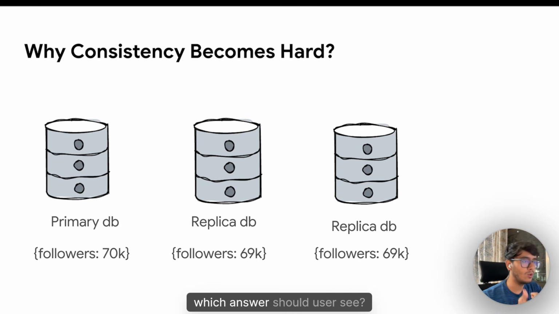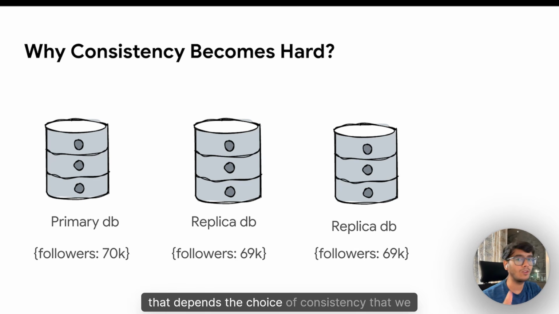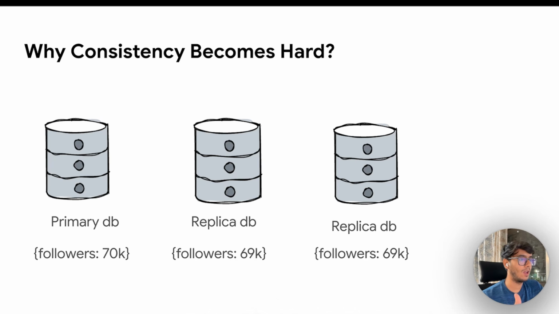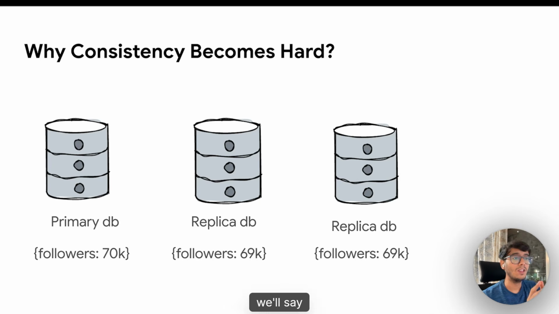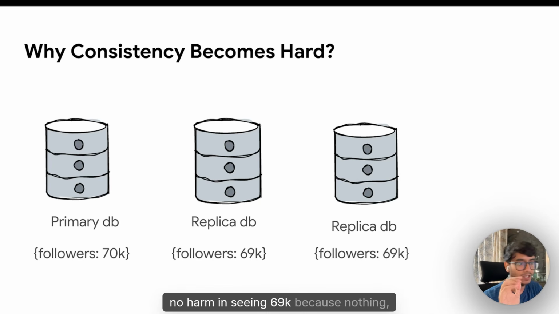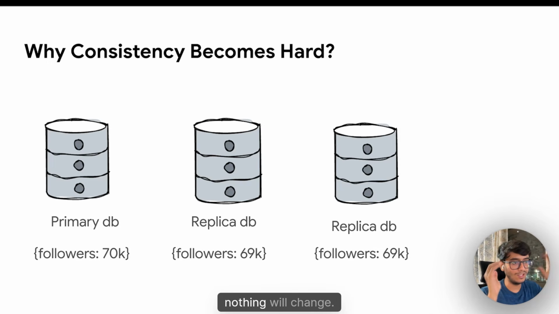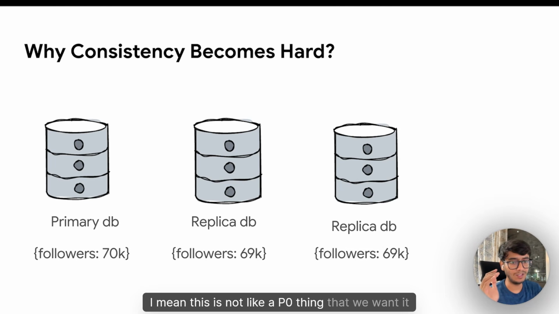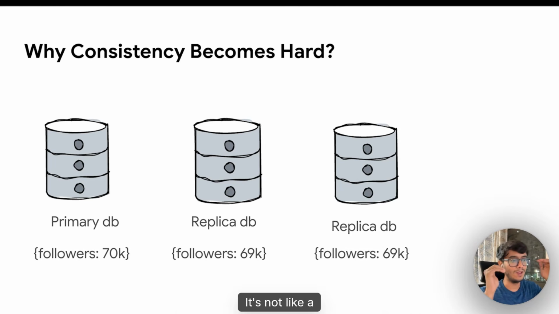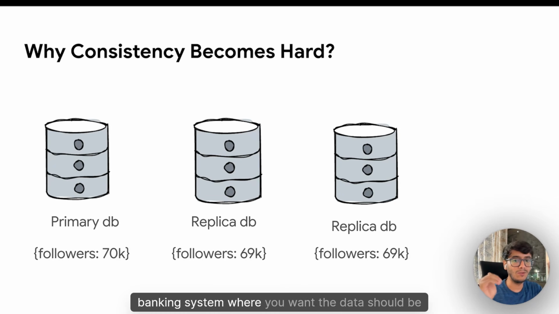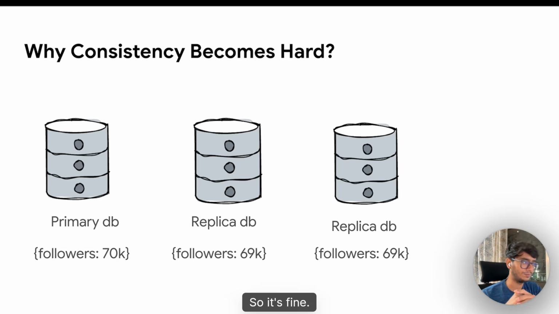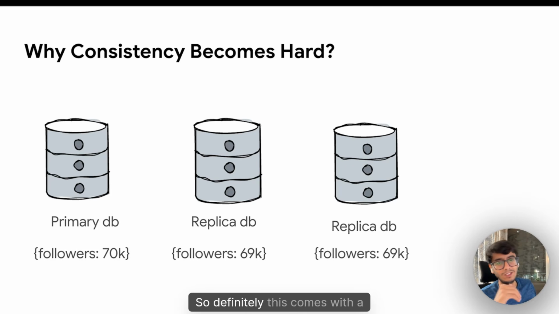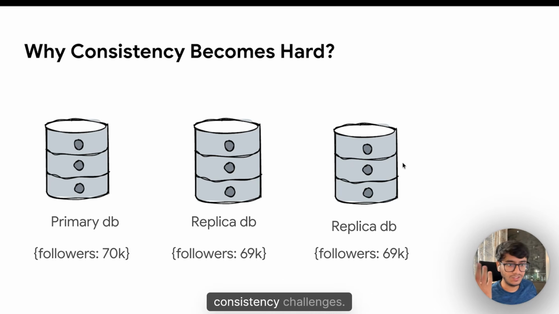So, which answer should the user see? Whether it should see 69K or 70K depends on the choice of consistency that we want our system to have. If we are fine with eventual consistency, we'll say no harm in seeing 69K because nothing will change. This is not like a P0 thing that we want right away. It's not like a banking system where you want the data to be available as soon as the transaction was made. So it's fine.